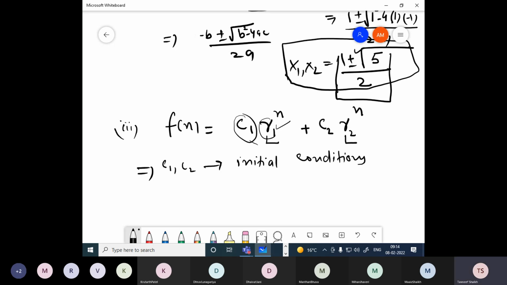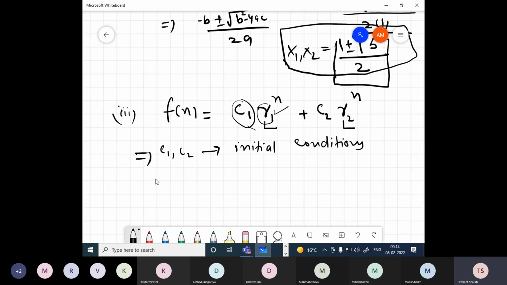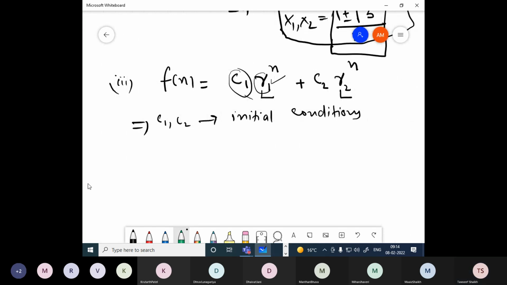And what are those initial conditions? My whole recurrence was f of n equal to n if n was either equal to 0 or equal to 1. And f of n was equal to f of n minus 1 plus f of n minus 2 if n was greater than 1.